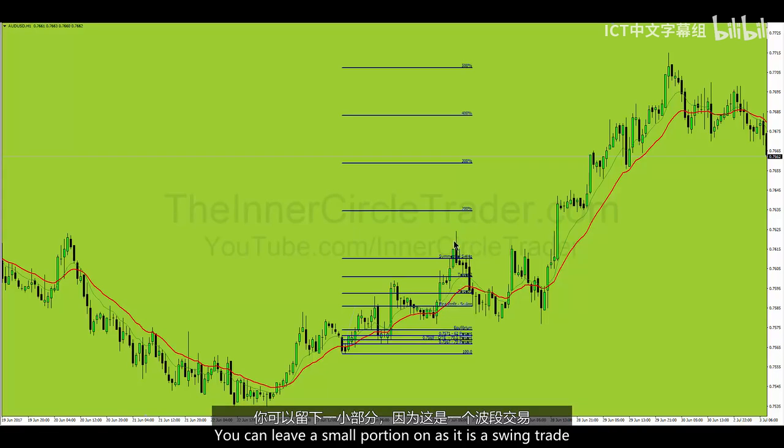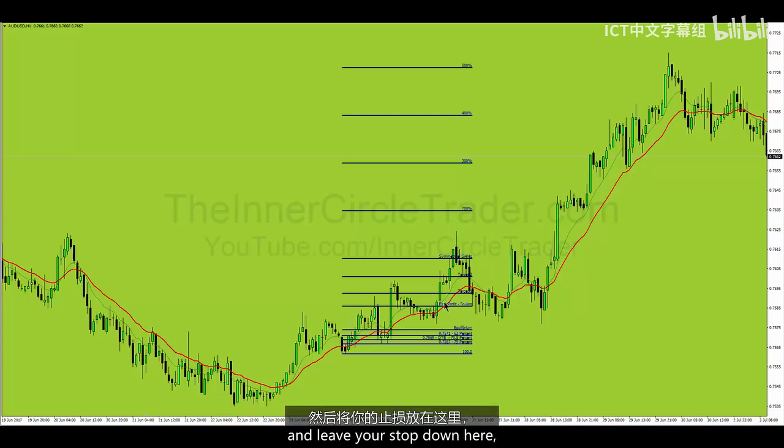You can leave a small portion on as it is a swing trade and leave your stop down here. Do not trail your stop loss. You want to be taking partials. And then once we get a run away from a consolidation like we have here, price has to show a willingness to want to run. Remember, inside this green shaded area, we are bullish on the daily. So we're anticipating this type of move here.